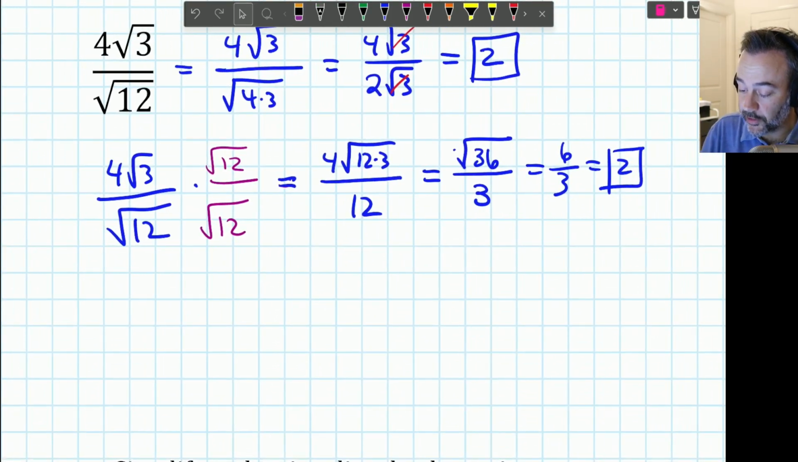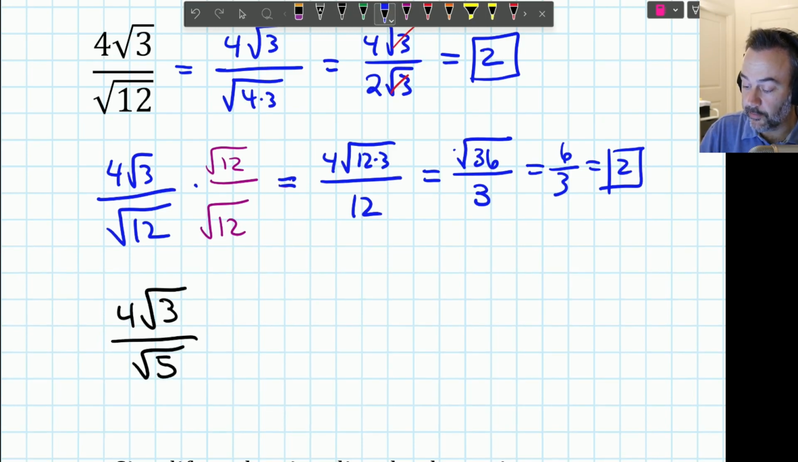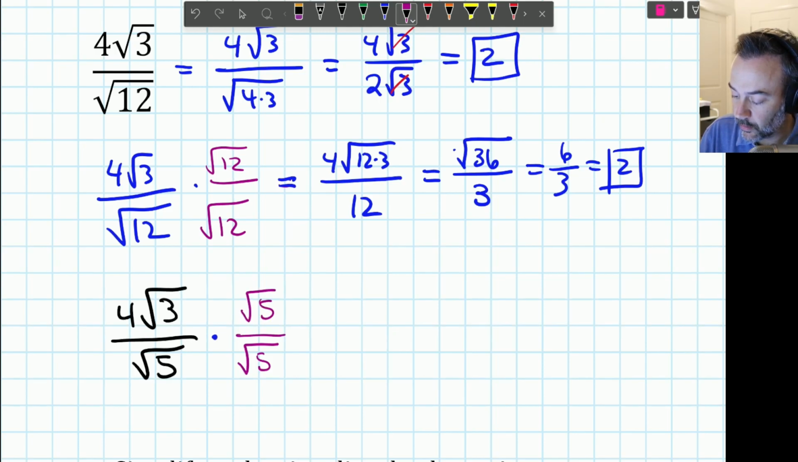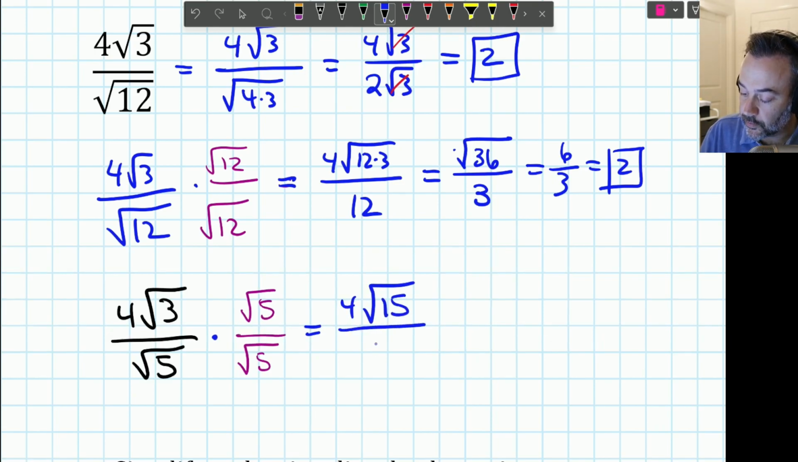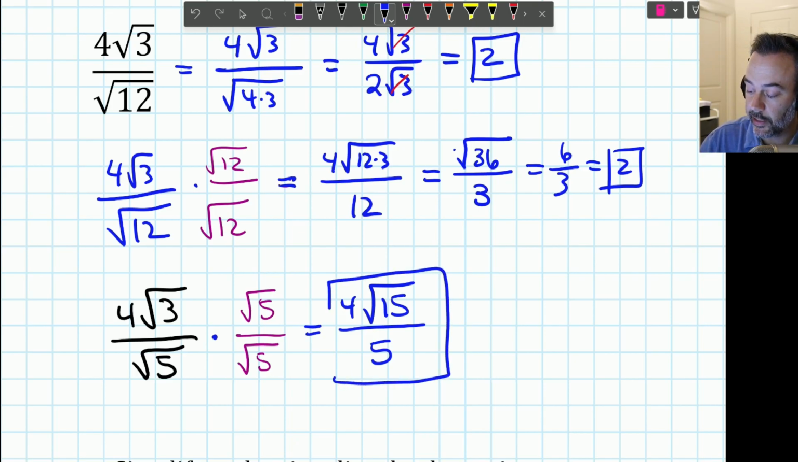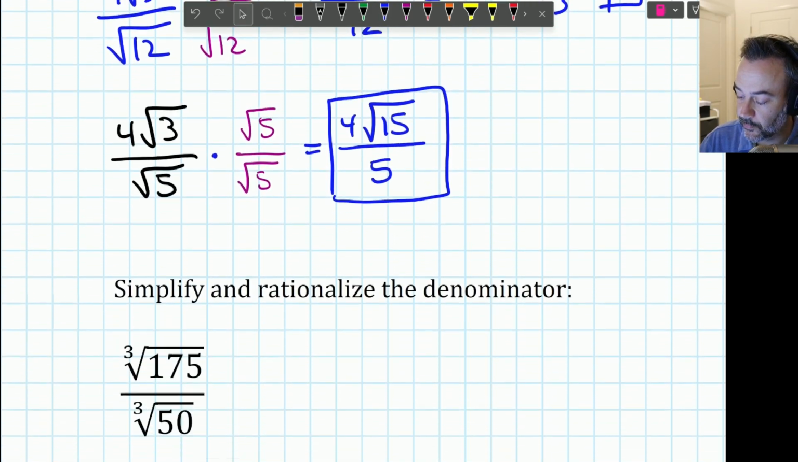But what if I changed the problem? So what if this was 4 square root of 3 over the square root of 5? Okay, now multiply top and bottom by the square root that's in the denominator. And I get 4 square root of 15. Square root of 5 times square root of 5 is 5. And there's really nothing else I can do because 4 over 5 doesn't reduce. 15 has no perfect squares that are factors. And we have rationalized the denominator.